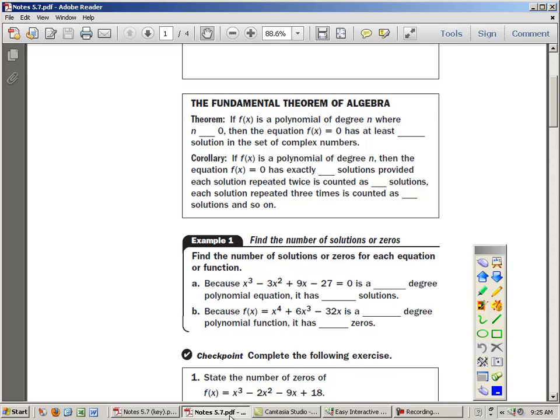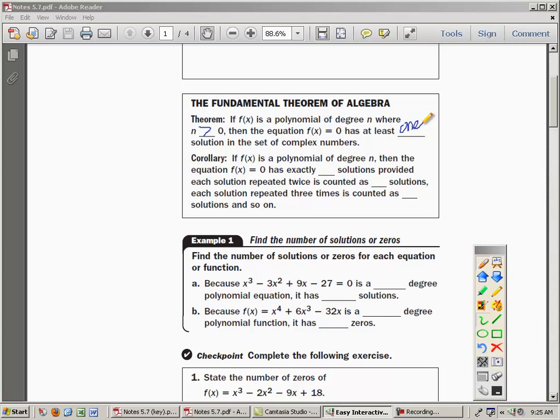Now, as promised, we are going to first define, once again, the fundamental theorem of algebra. The theorem states very simply, if f of x is a polynomial of degree n, where n is greater than 0, again it has to have a degree greater than 0, then the equation f of x equals 0 has at least one solution in the set of complex numbers.